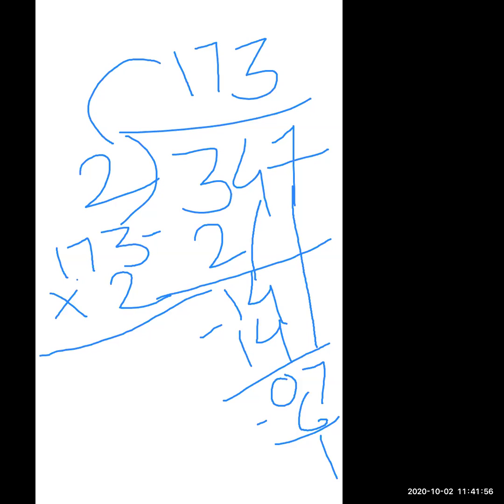Yes, 3 into 2, 6. Okay, 3 2s are 6. 7 2s are 14. 4 is here, 1 is carry. 2 1s are 2 plus 1, that is 3. Okay. 346. Now which number do you want to add? Yes. 1. 346 plus 1. What will your answer be? 347.